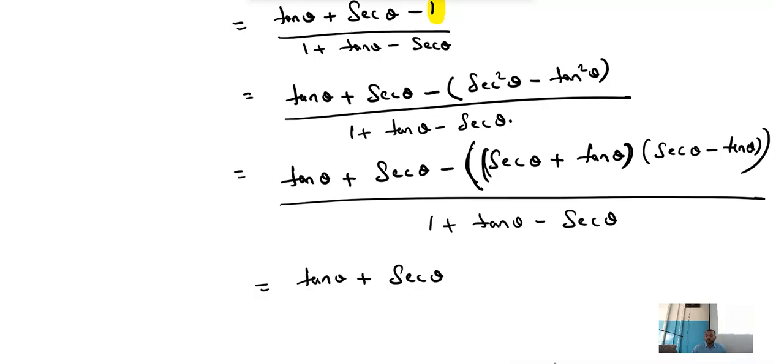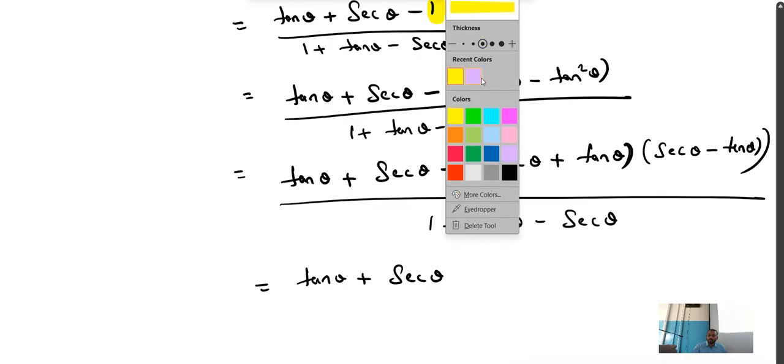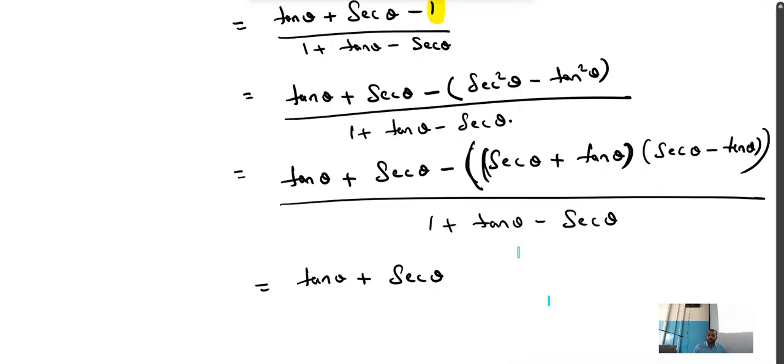Here nothing will get cancelled, because this is minus of secant theta plus tan theta into secant theta minus tan theta. These both terms are multiplied, so we cannot apply minus here. So what can we do? See here, children. Now we will do one thing. This is not a minus; after the minus, this whole complete term is one term.